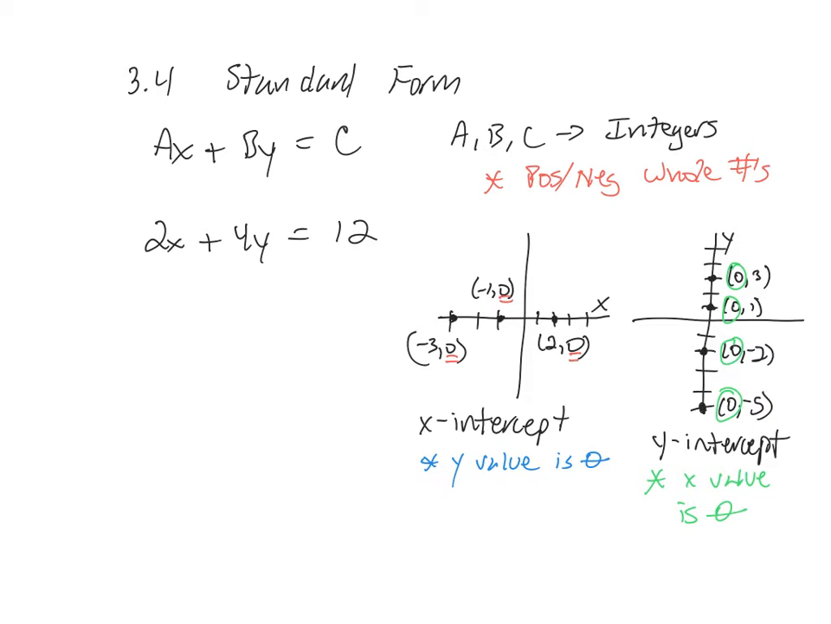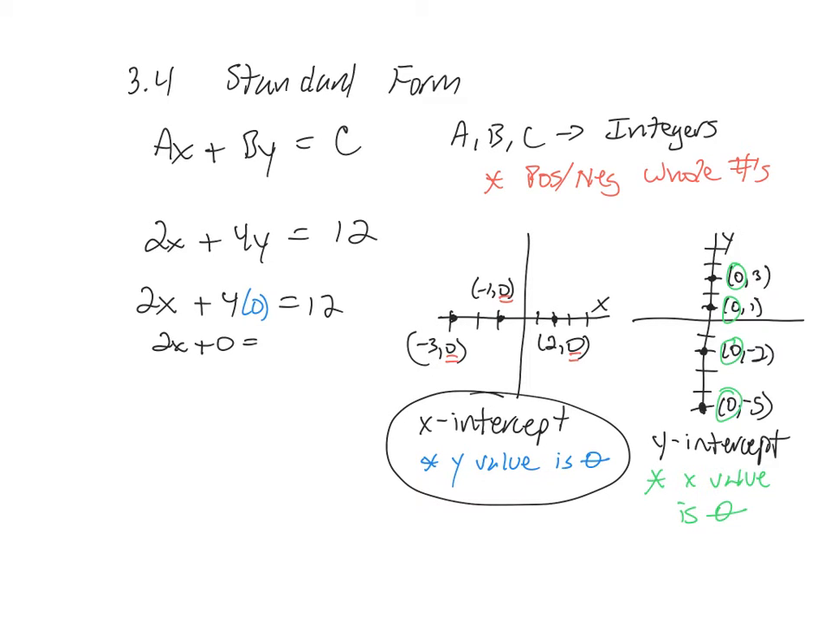So for the x-intercept, the y part needs to be 0. So in the problem, I put 0 in for the y part. And what happens is I get 4 times 0 is 0. 2x plus 0 is just 2x. And so the x part equals 6. So I created a coordinate where the x part was 6 and the y part was 0.